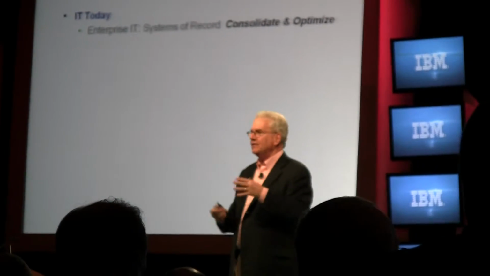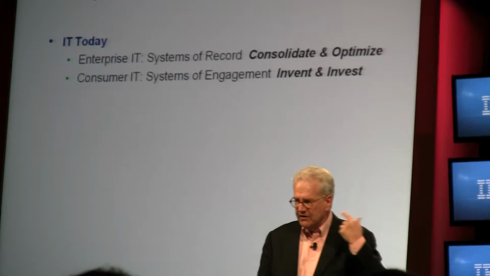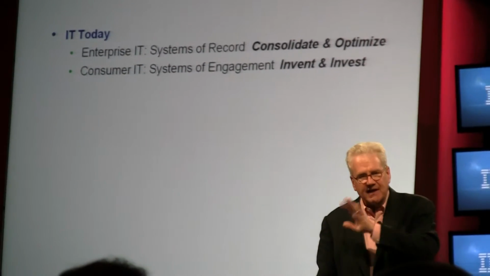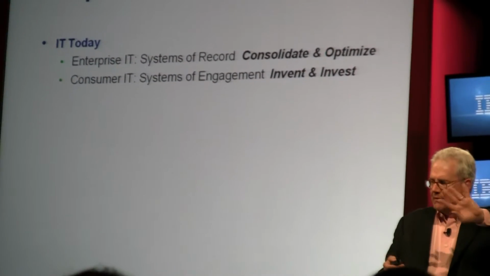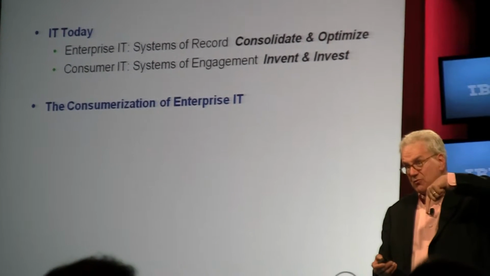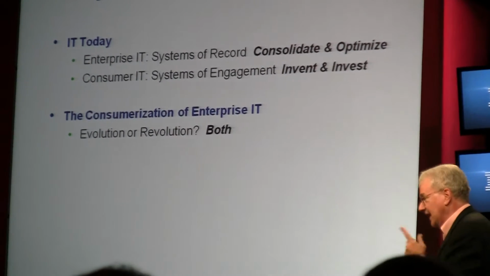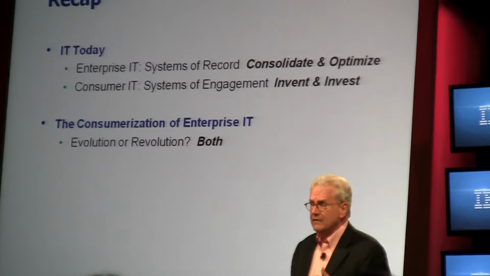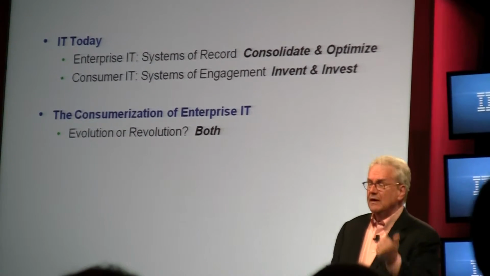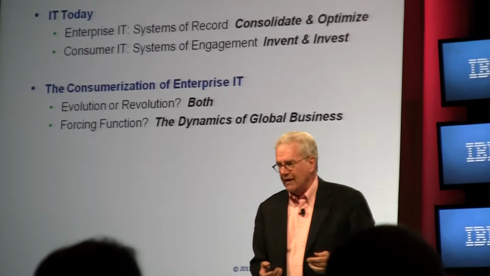IT today, on the enterprise side, systems of record, that's what we grew up with. I think that's consolidated and optimized. The consumer IT, systems of engagement, is where people are inventing and investing. But when we come to the consumerization of enterprise IT, which is what this talk has been about, it's evolution and revolution, both. Evolution at the systems level, revolution at the application level. That's the simple way to put it.